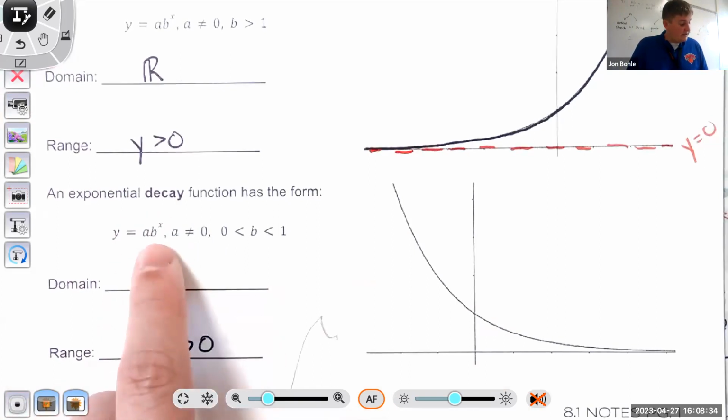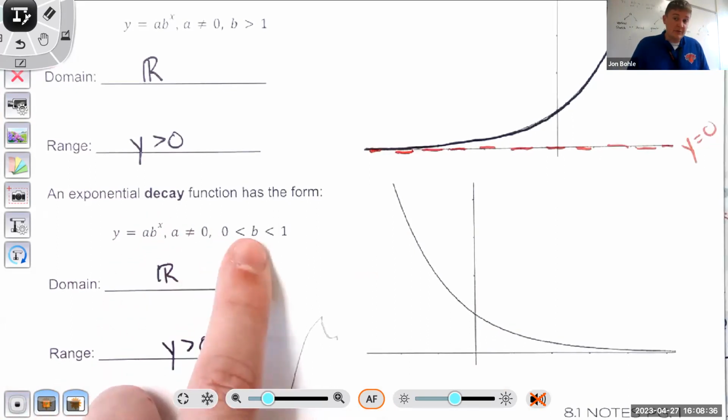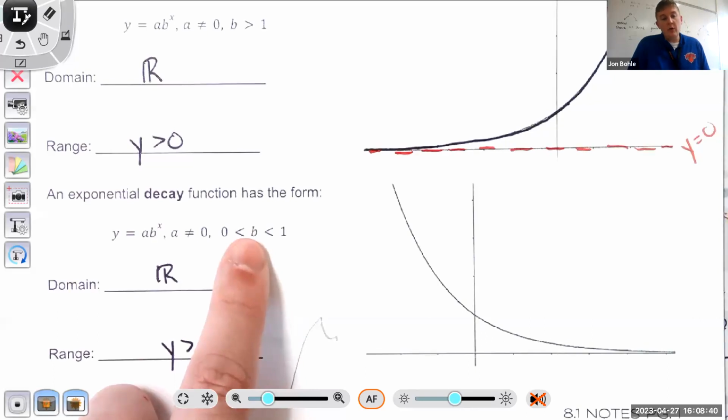Remember, in a times b to the x power, if b is in between 0 and 1, it's decay. If it's greater than 1, it's growth.